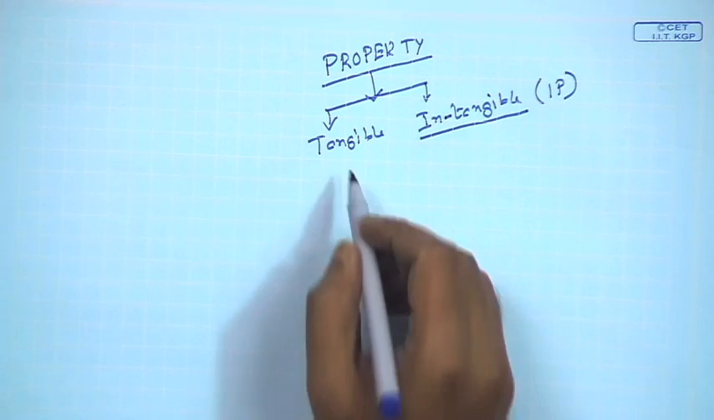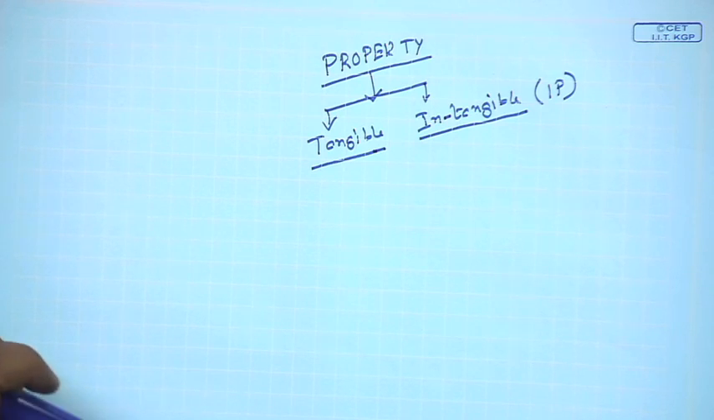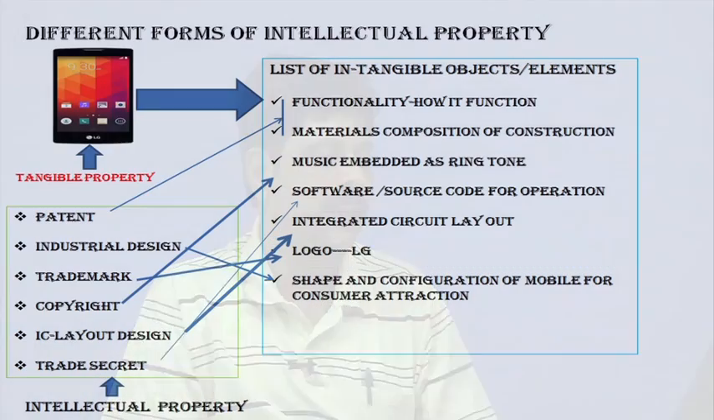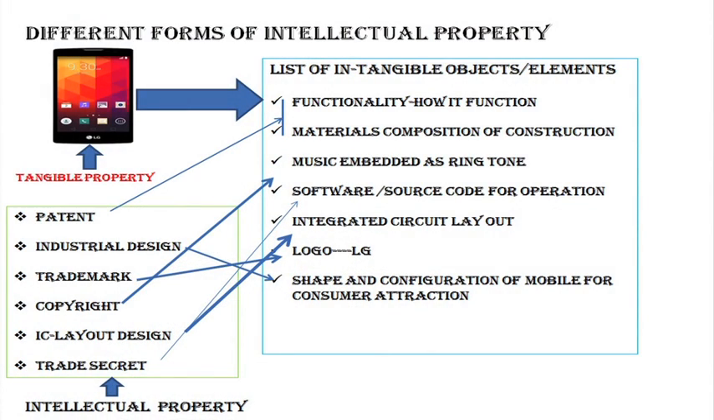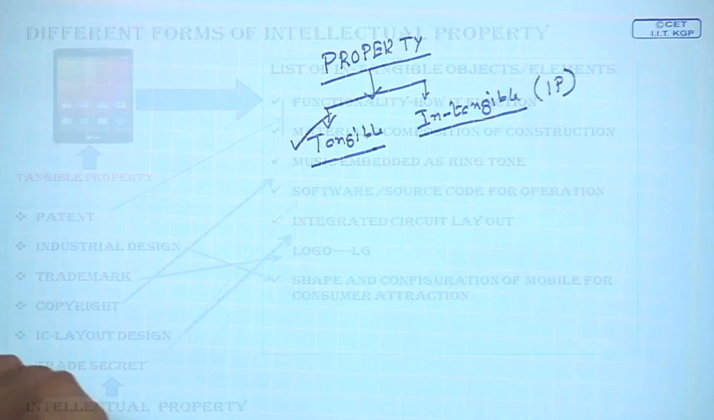Now how can I correlate this, or how within one thing, another thing may be embedded without our knowledge? Let's learn about that. Let's take an example of a mobile. Within the mobile, what type of property is it? Somebody can tell me, based on these two classifications. I can feel it, I can touch it, I can evaluate it. So mobile is a physical object, so I can consider mobile as tangible property.